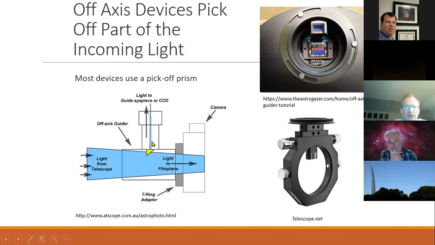And some of them have adjustments that let you determine how far down into the path. So depending on the speed of your telescope, you kind of want to get that prism down as close as you can without clipping light.